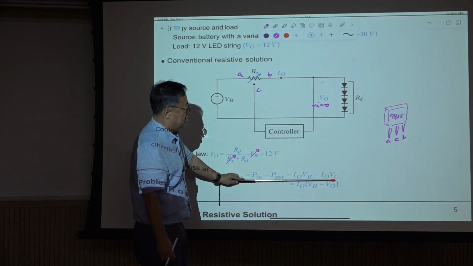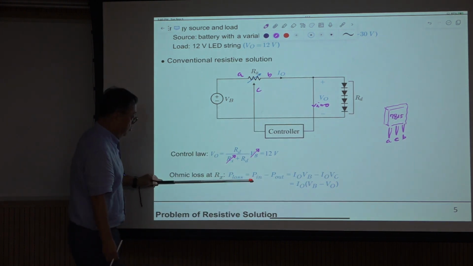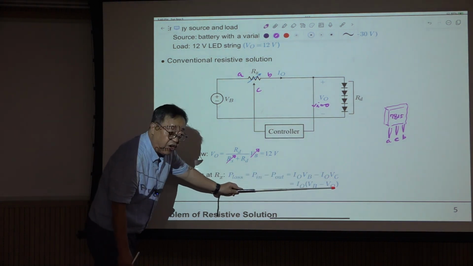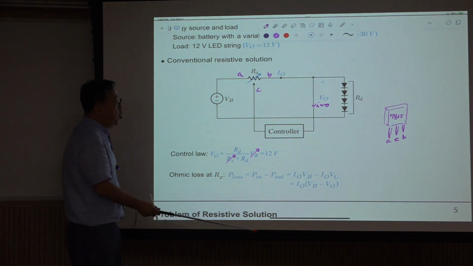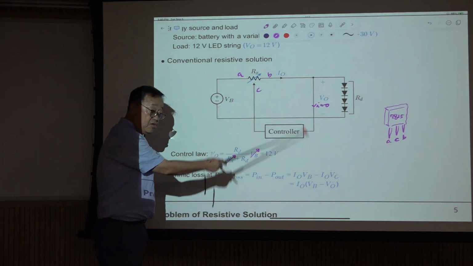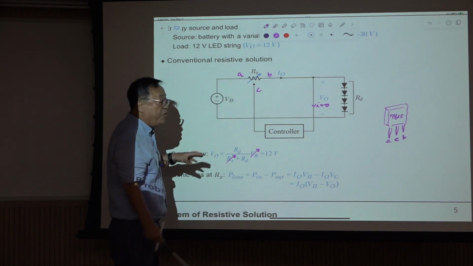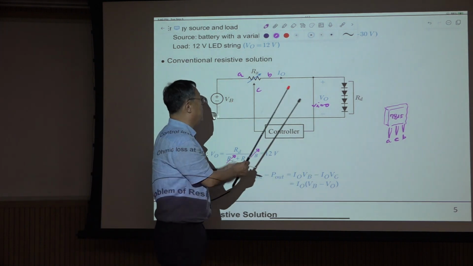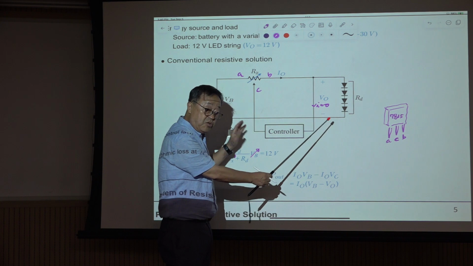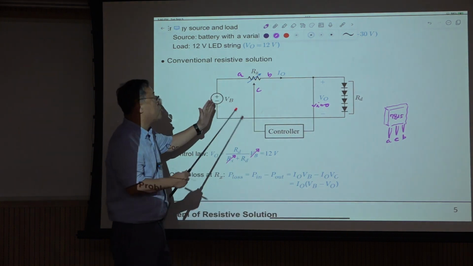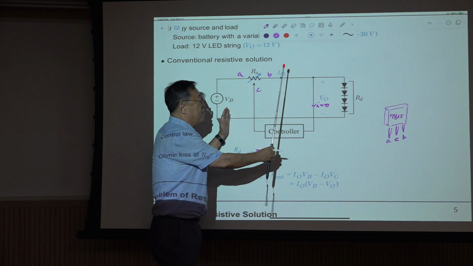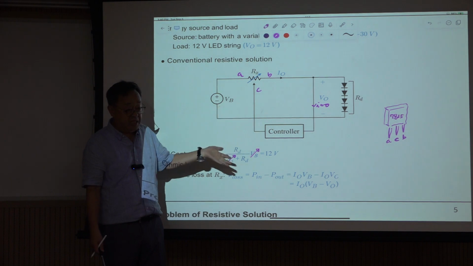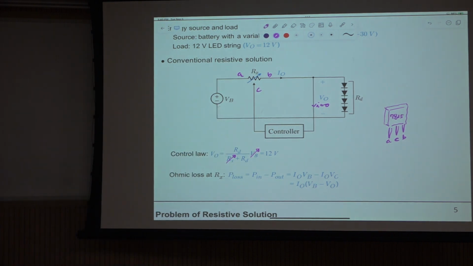So this is the power loss at Rx. There's a difference between this and this. This is written here, right? This loss is proportional to this current, so if you use a large current, then the loss will be large. It is also proportional to the voltage difference between input and output. There is a technique to reduce that voltage difference, called a low voltage regulator. That is basically this resistive approach.